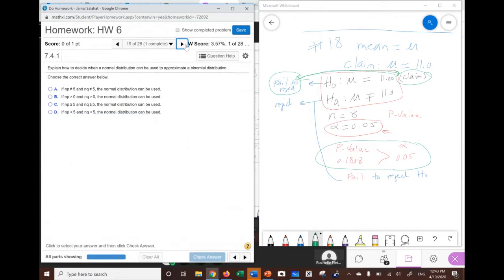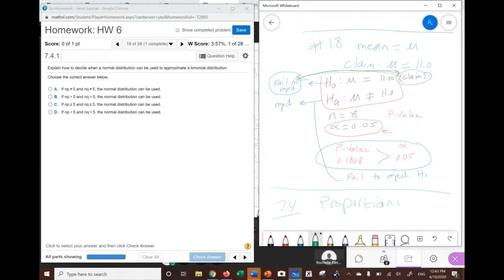And that is the correct answer for this problem. Now, for number 19, we are moving into proportions. So number 19, we are moving into section 7.4, which is proportions.